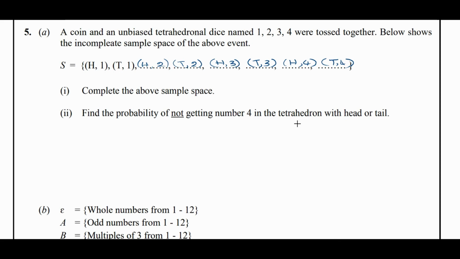Question number 2. Find the probability of not getting number 4 in the tetrahedral die with head or tail. Probability of not getting 4 means we have to neglect the outcomes getting 4. That means those two are neglected. That means 1, 2, 3, 4, 5, 6 out of 8. 6 out of 8.